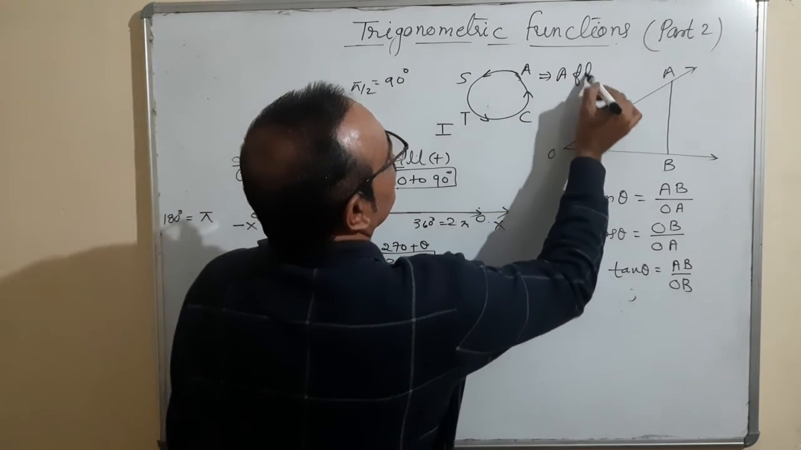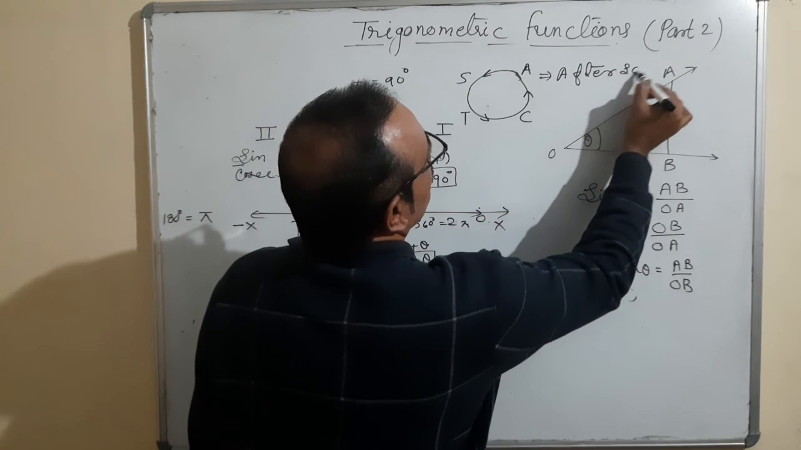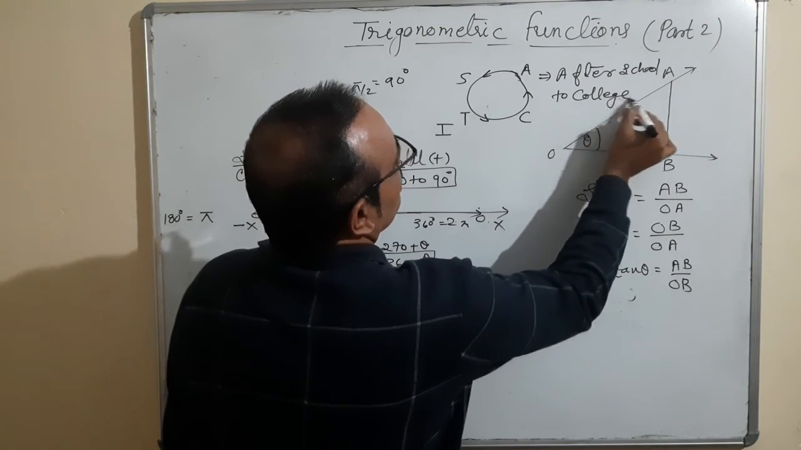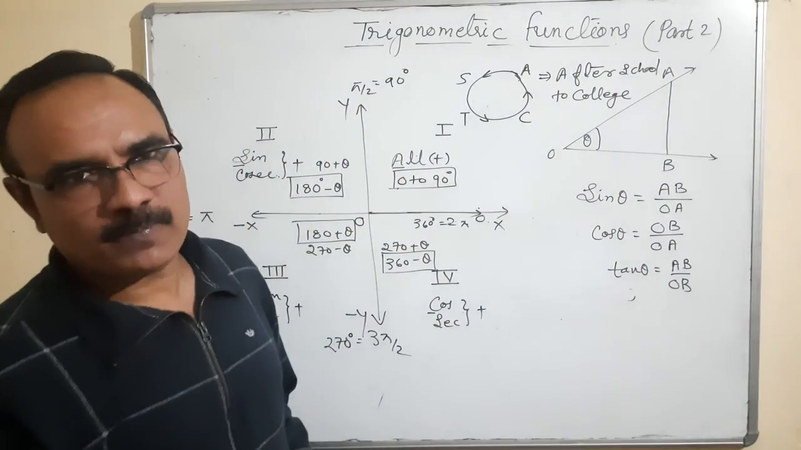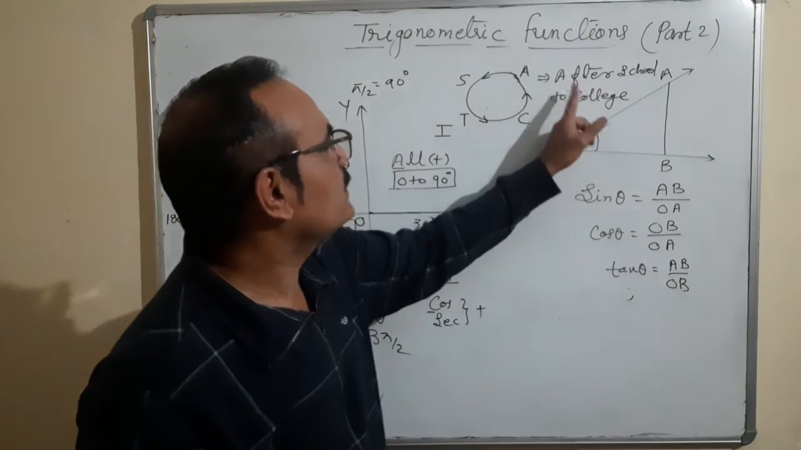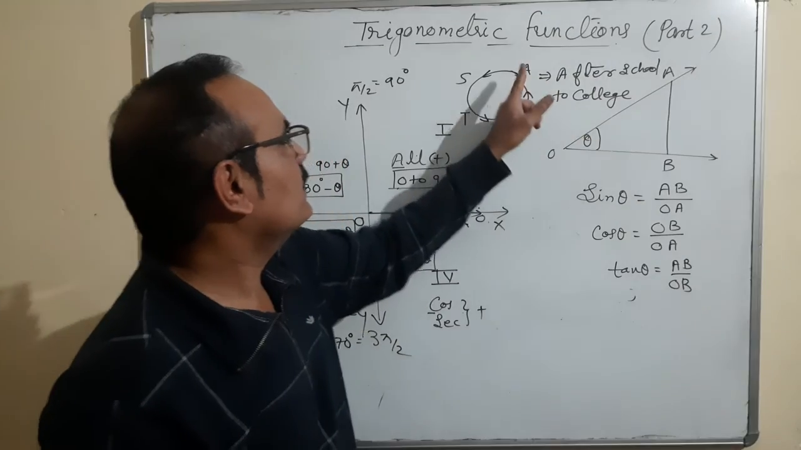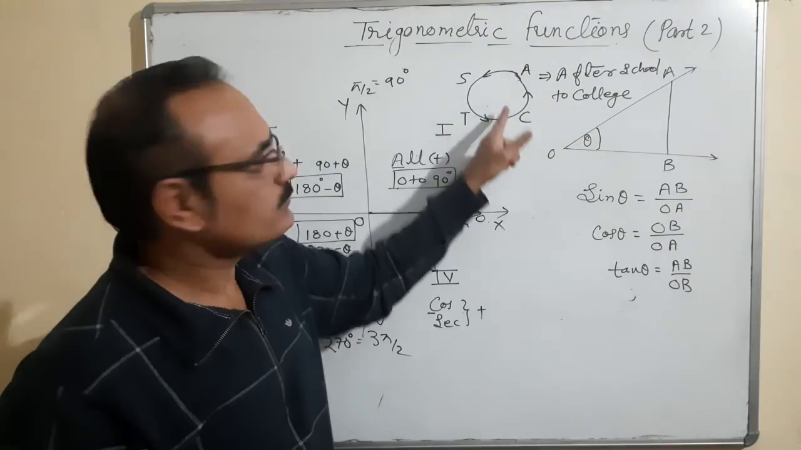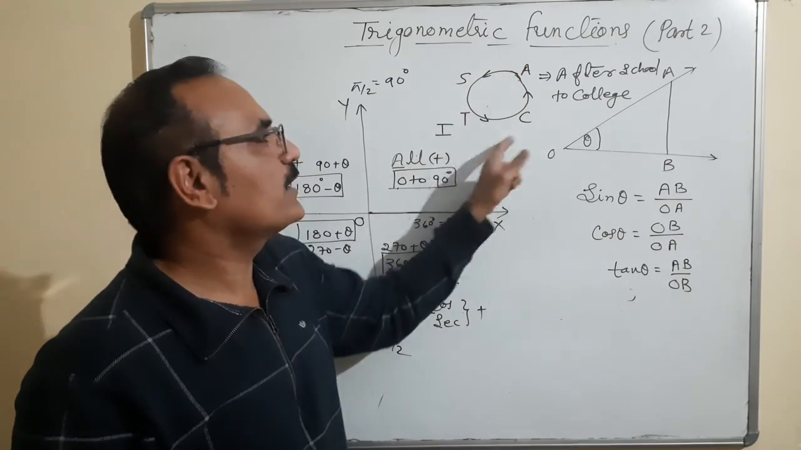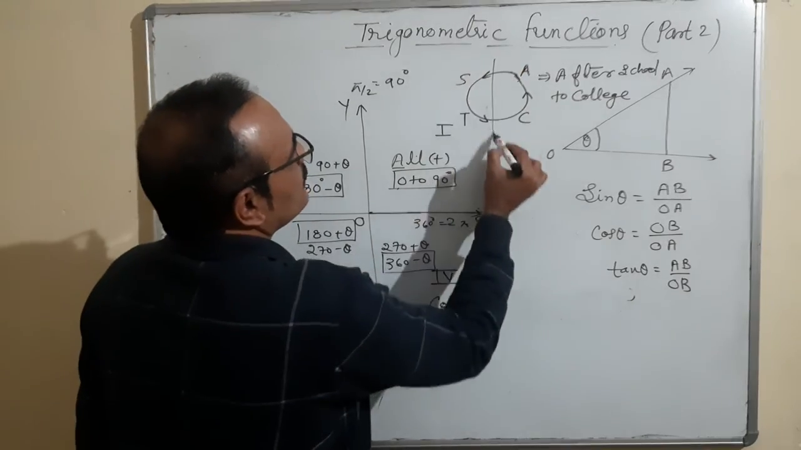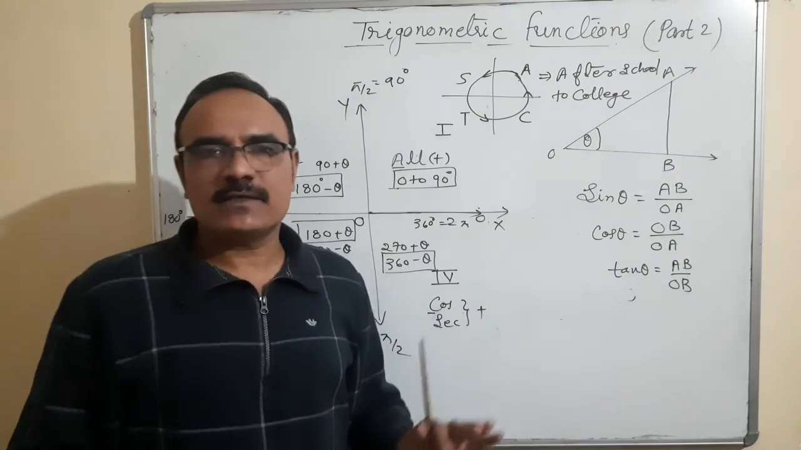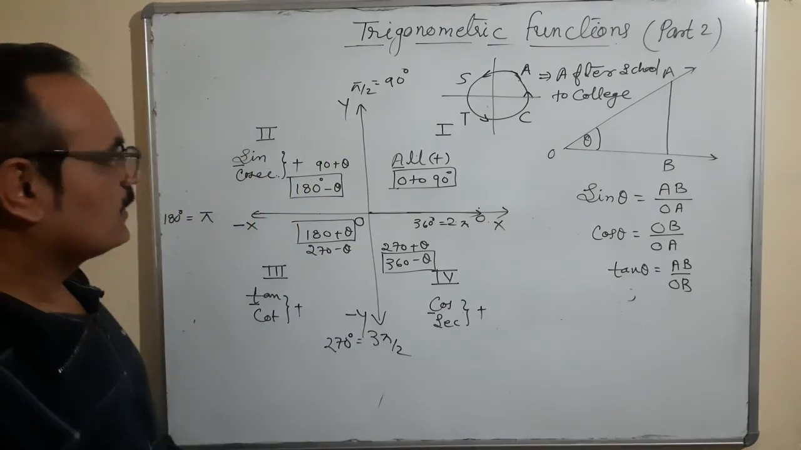After school to college. Okay, keep this small sentence in your mind: after school to college, ASTC. Which direction? Anti-clockwise direction. Okay, simply you will remember this. ASTC: they are positive, others are negative. Okay, understood?